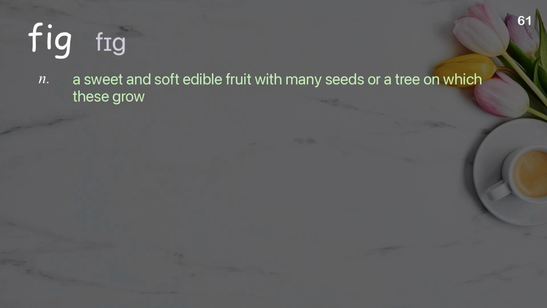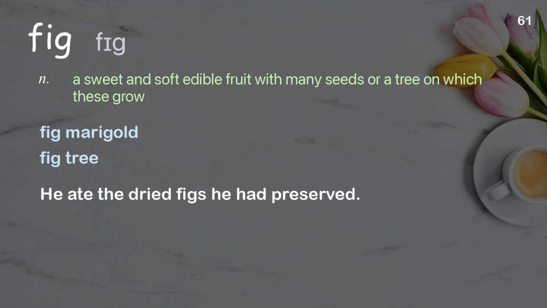Fig: A sweet and soft edible fruit with many seeds, or a tree on which these grow. Examples: Fig marigold. Fig tree. He ate the dried figs he had preserved.